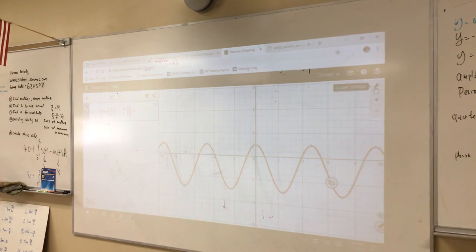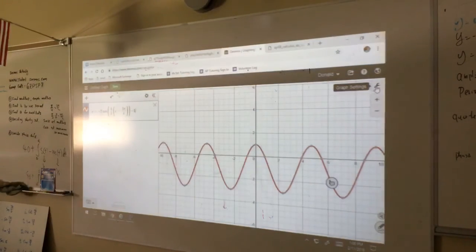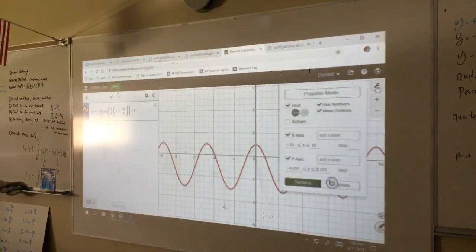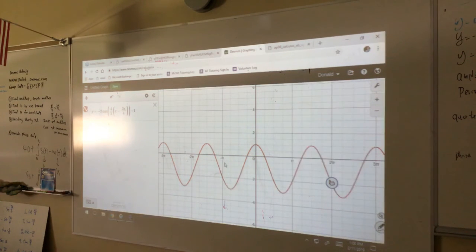You click this wrench, and then you're going to create the steps right here. Do you see the right hand side? There's the steps. I'm going to change it to pi. You see that x-axis change in terms of pi's? And you're going to graph in the midline. What's the midline here? -1, good.